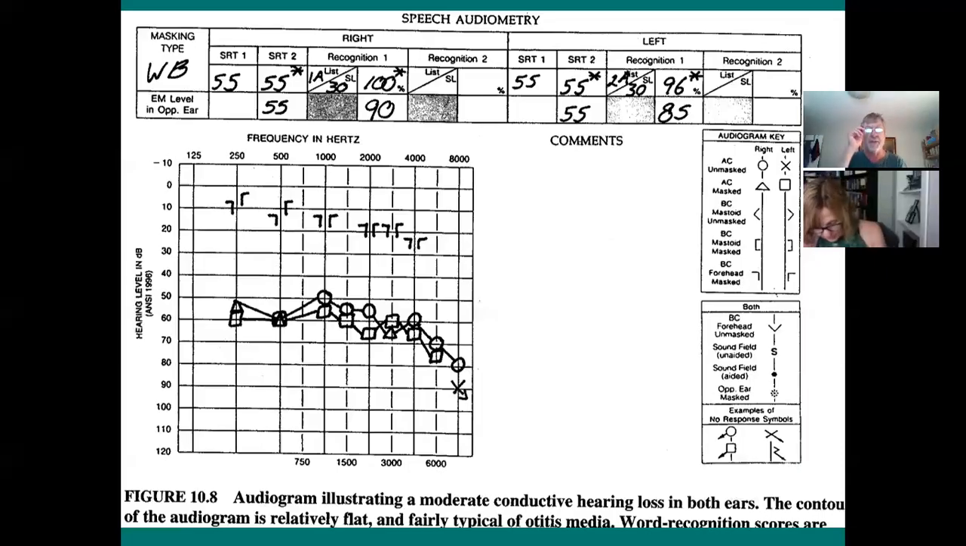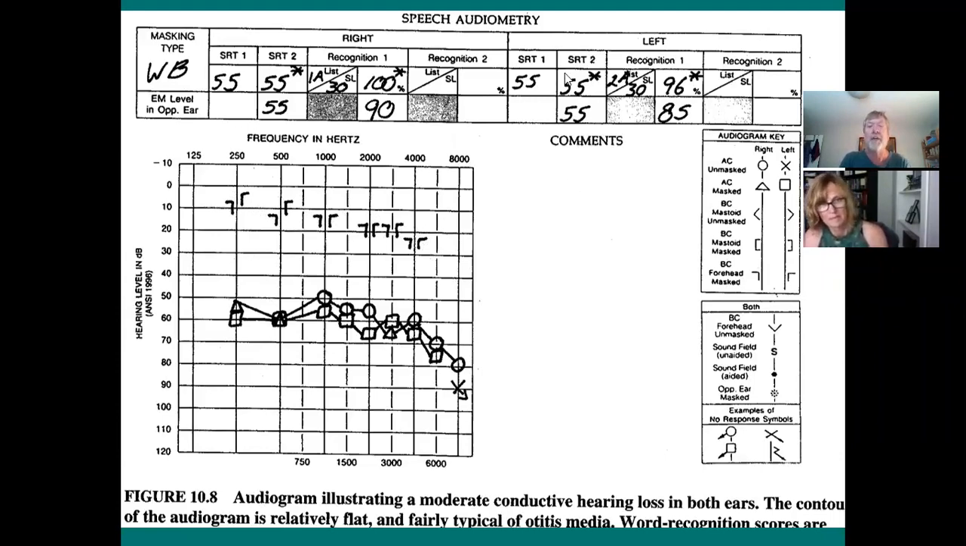Here is a typical audiogram illustrating a moderate conductive hearing loss in both ears. Notice the audiogram is relatively flat. Fairly typical of otitis media. Now, Martin has a funny way of drawing bone conduction. Look at the way he draws bone conduction. Maybe your version of the book no longer does this, but my version, I just think the bone conduction is drawn strange.